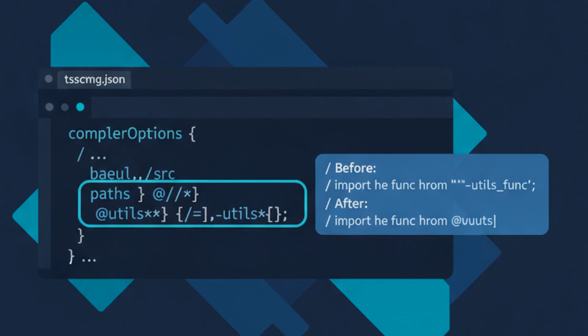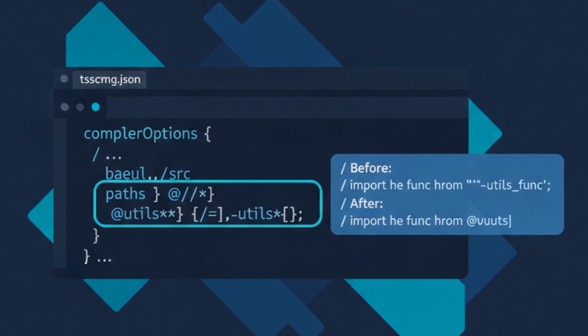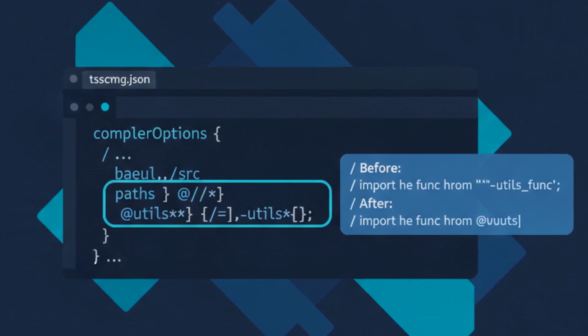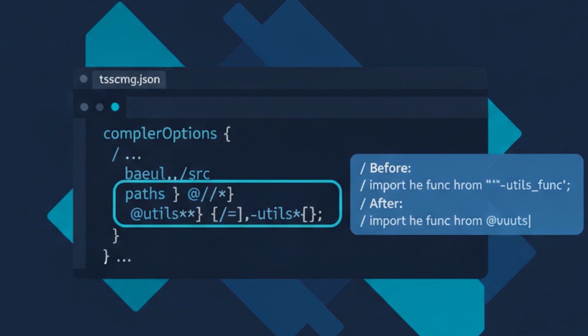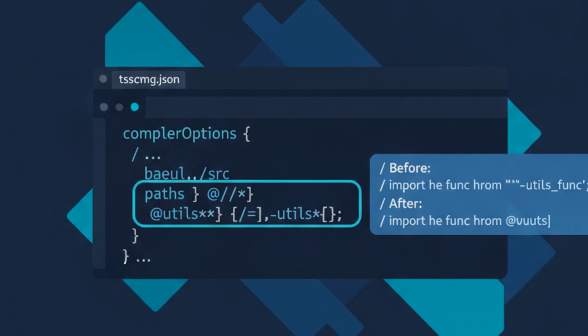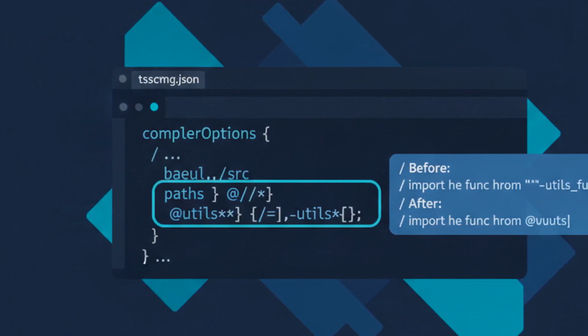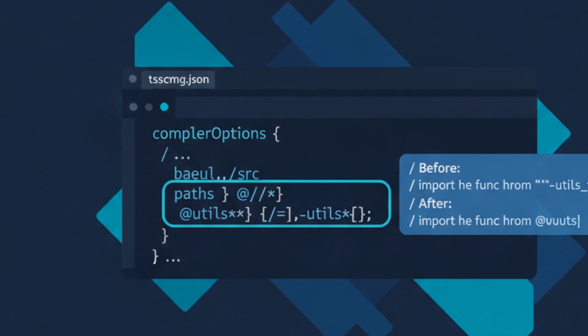Now let's fix something that drives every developer crazy. Those ugly relative imports with dots and slashes everywhere. Path aliases solve this. You set a base URL, then define paths that map a clean alias to a real folder. Now, instead of importing from ../../utils, you just write @utils. It's cleaner, it survives file moves, and it reads beautifully.